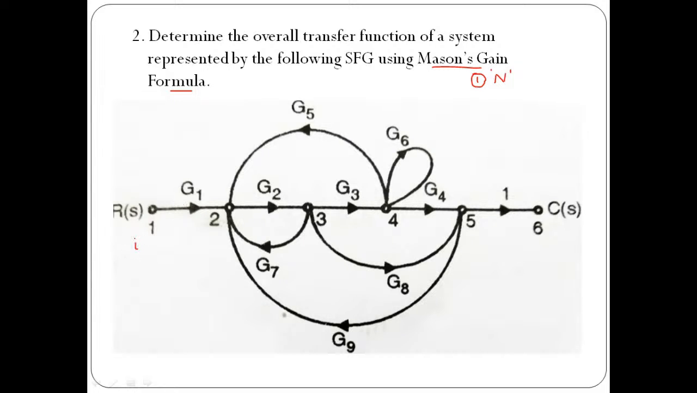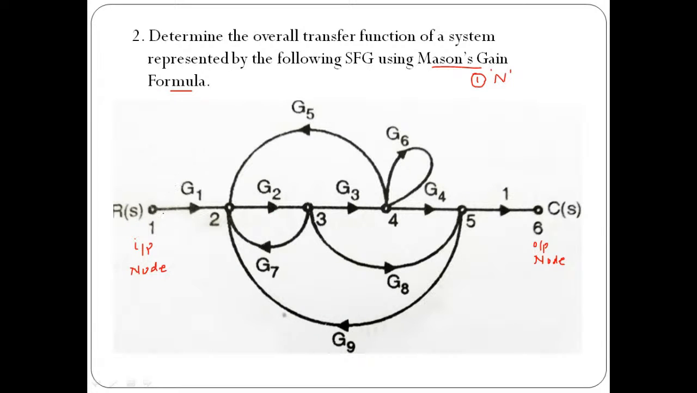Start with the input node. Suppose this is your input node. Why is it called the input node? Because it has only outgoing branches. And this is going to be your output node. Why is it called the output node? Because it has only incoming branches. So if you start from the input node and move towards the output node, maintaining the sense of flow of signal in a specific branch, then those paths are your forward paths.